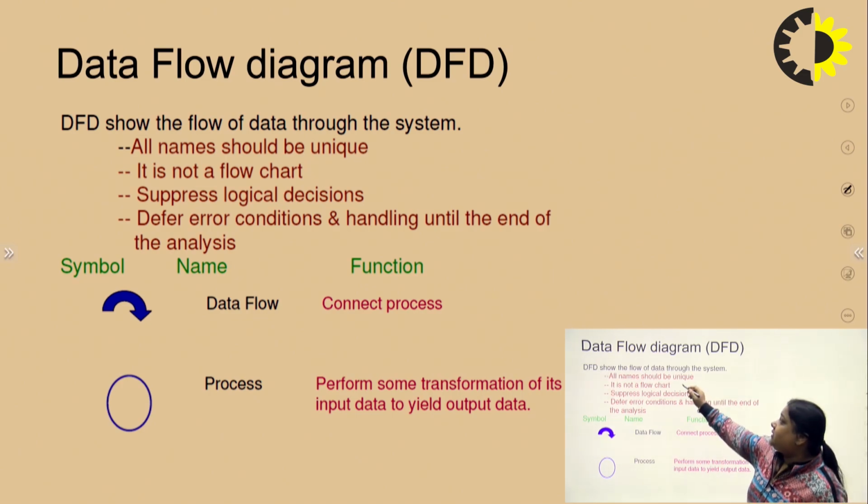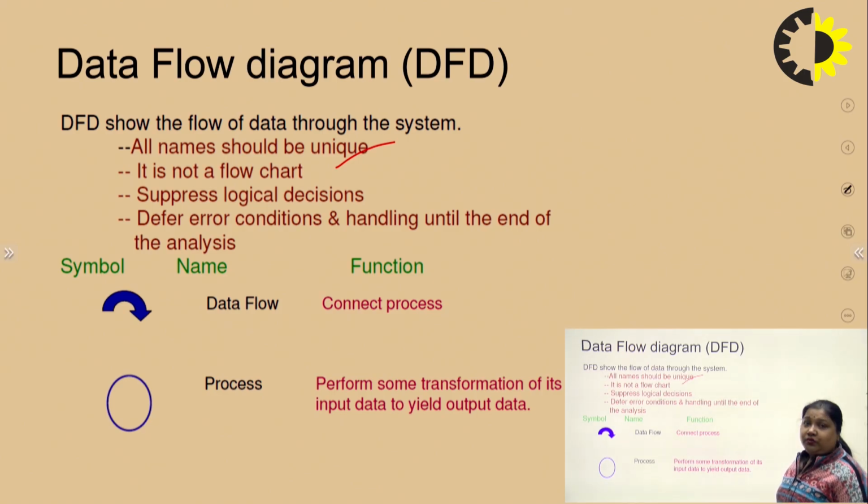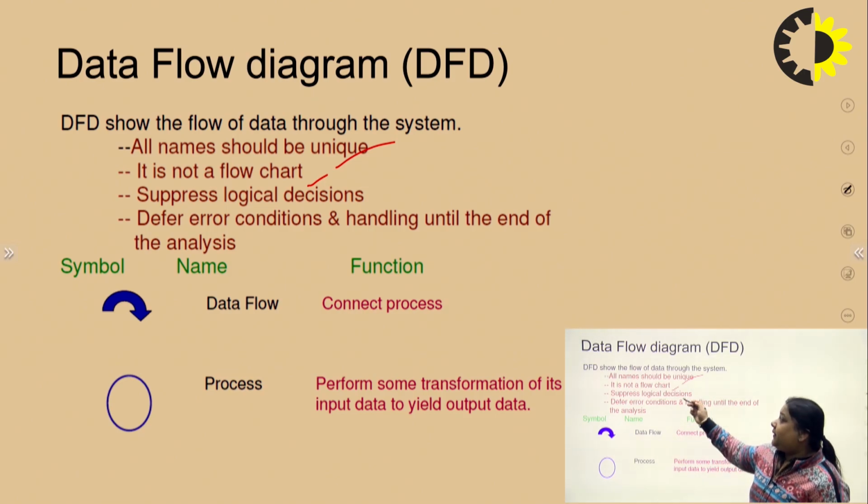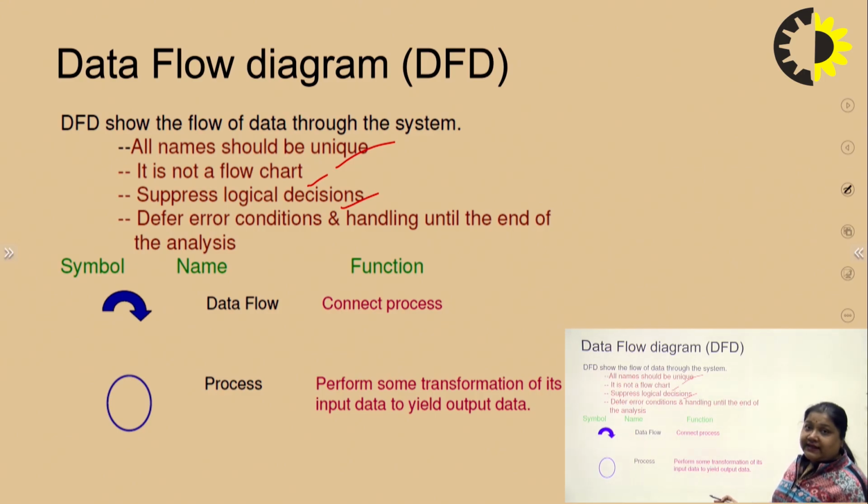There are some considerations that need to be followed: all names should be unique. It is not a flow chart. It is a process system. It suppresses logical decisions. There are no if-else conditions. Defer error conditions and handling until the end of the analysis.